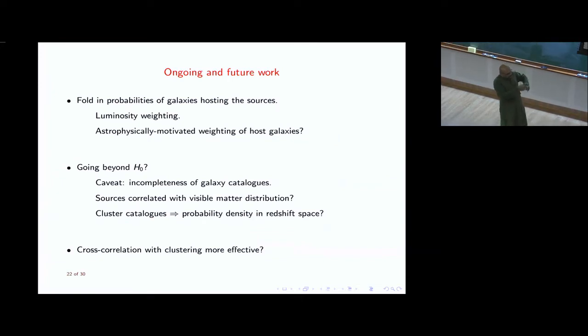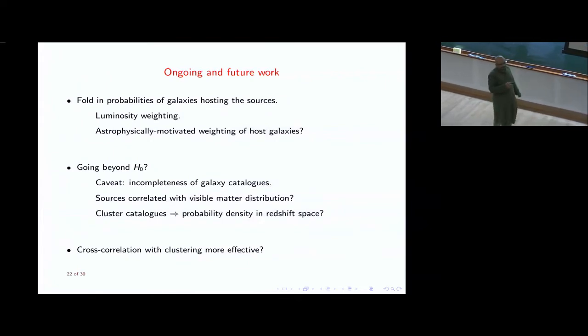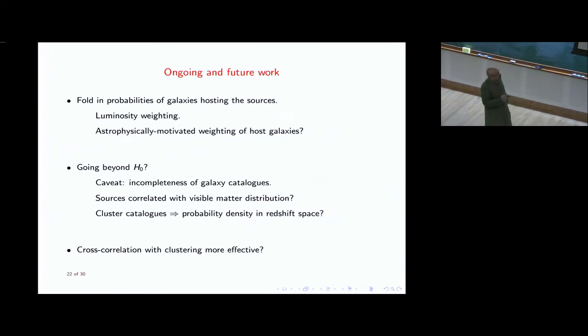Maybe one can try to do a hand-in-hand inference of both the things. One would ideally like to go beyond the Hubble parameter and try to measure the other parameters as well. That is, of course, going to be difficult. Even with the statistical approach, the galaxy catalogs become very incomplete.